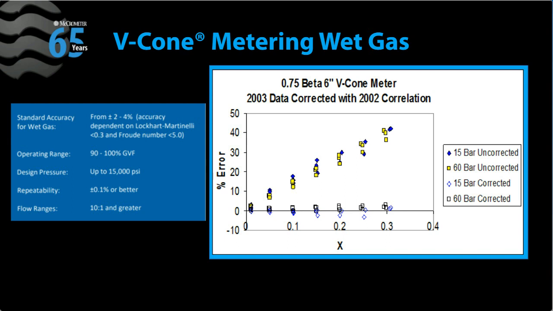And when it comes to design pressure, V-Cone can always work with high pressures because it's built of the same components as the client's pipeline. So it's able to withstand pressures up to 15,000 psi. When it comes to repeatability, the V-Cone meter is able to deliver plus or minus 0.1% or better, and the turndown you can get on a standard V-Cone meter is 10 to 1, and on certain applications we're able to offer more turndown, sometimes 50 to 1, sometimes 100 to 1, depending on if there's enough differential pressure.